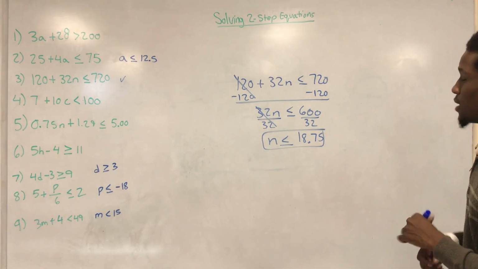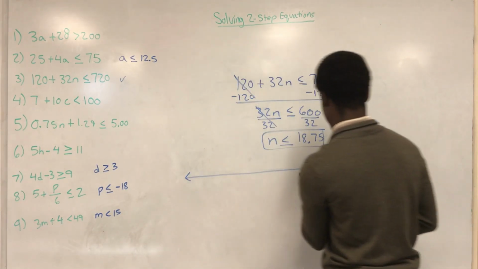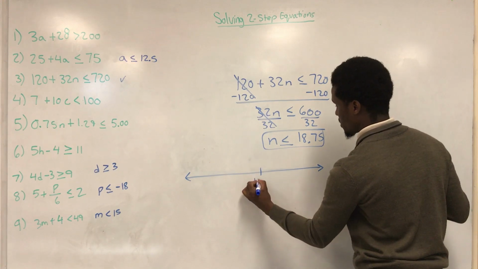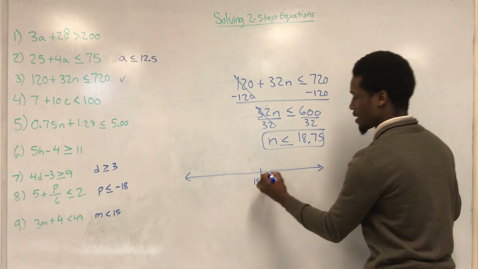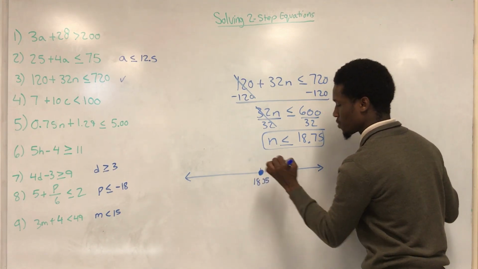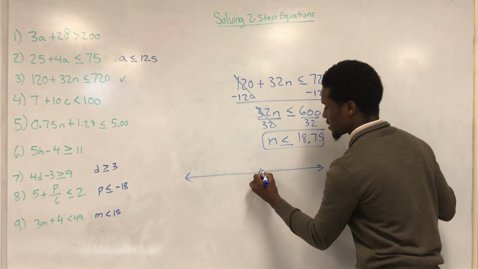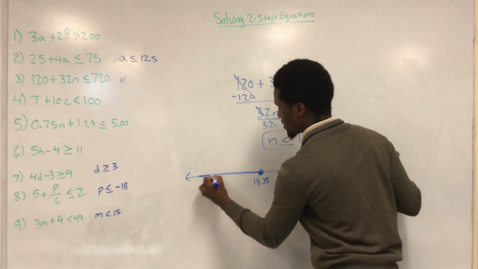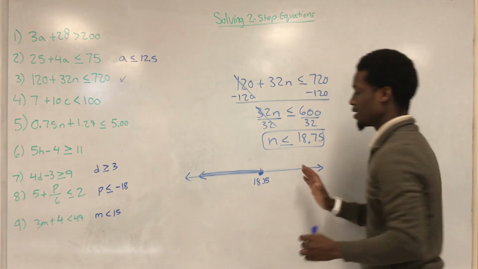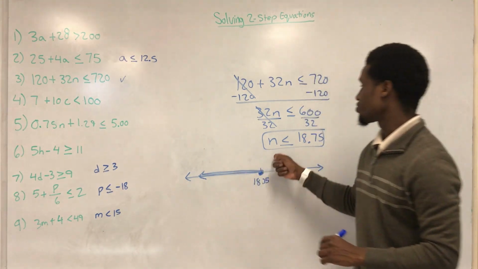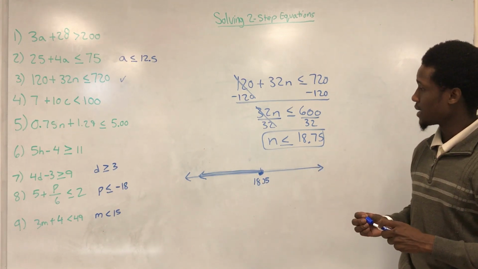18.75. Okay? So now let's put this into a number line. This is going to be 18.75. N has to be less than or equal to that. So I'm going to put a dot here because it can be equal to. If it can't be equal to, I'm going to put an open circle. So since it is equal to it, I'm going to do this. And then this goes this way. So these are all the possible solutions for n in this unique situation. It has to be less than or equal to 18.75.